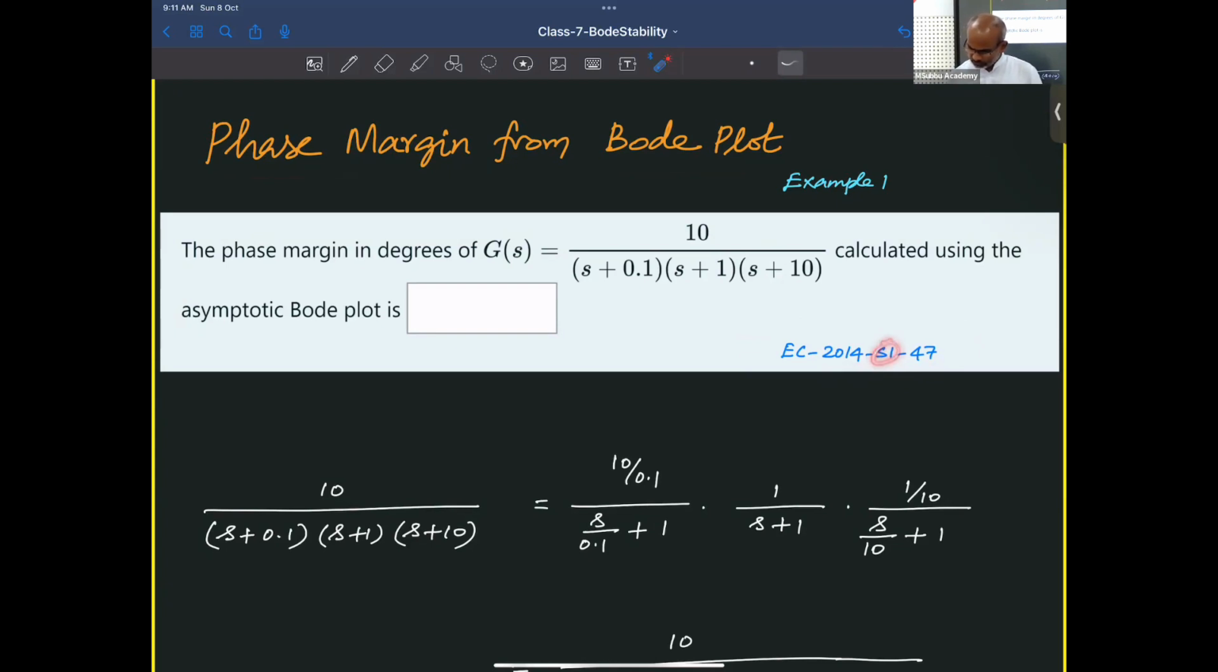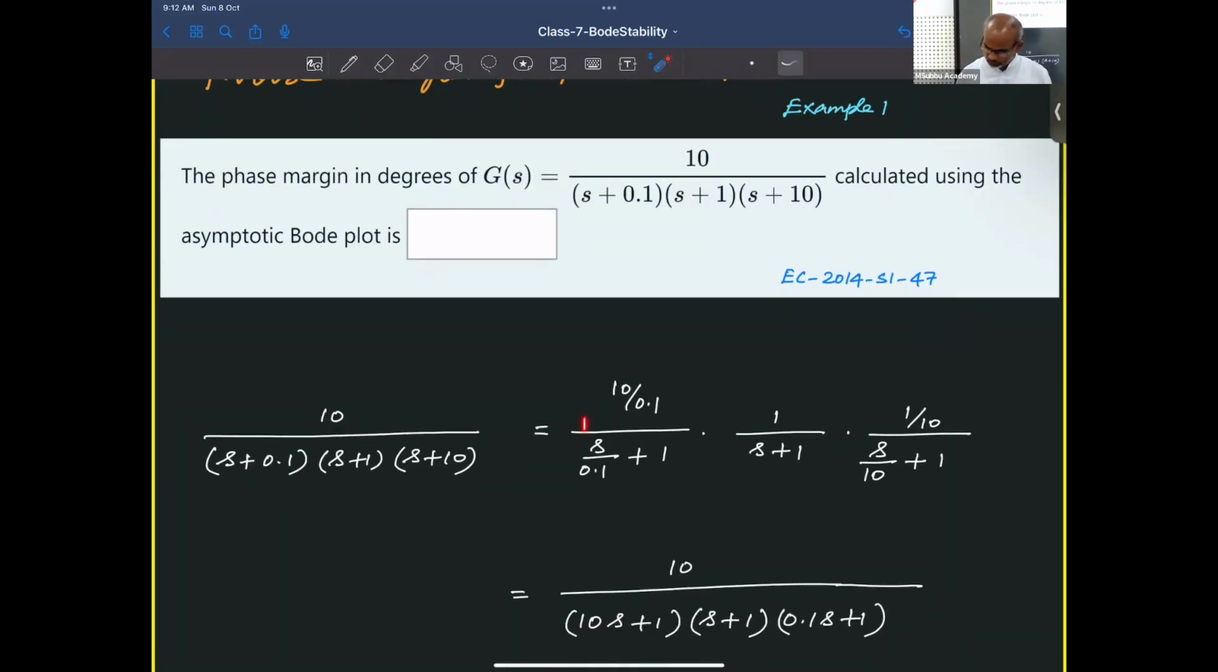This is set 1. The phase margin in degrees for the system with the transfer function 10 by (s plus 0.1)(s plus 1)(s plus 4), calculated using the asymptotic Bode plot. That is, we need to get the phase margin simply from the asymptotic Bode plot of this transfer function. So we are writing this transfer function and splitting it into first order systems.